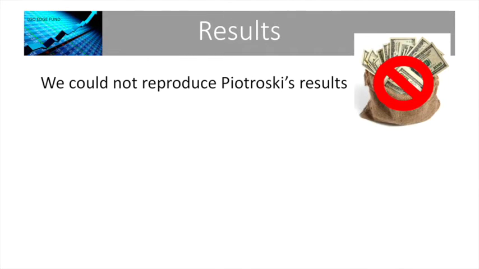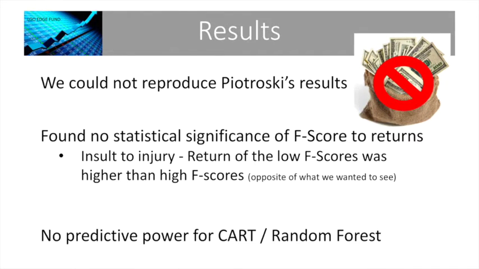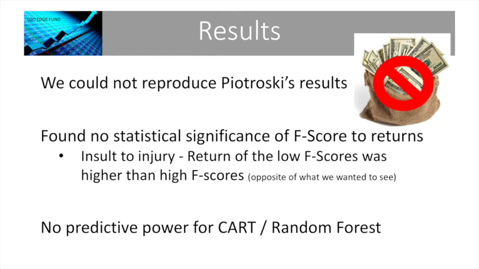So, as we identified in our original risks of the project, we could not reproduce Piotroski's results of a 23% year-over-year return. In fact, to add insult to injury, investing in high F-score companies returned lower results than the low F-score companies, which is exactly the opposite of what we wanted to see. In addition, we found no predictive power for CART or random forest that we ran in R.